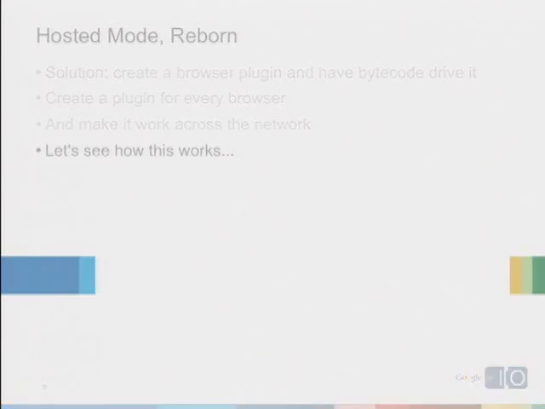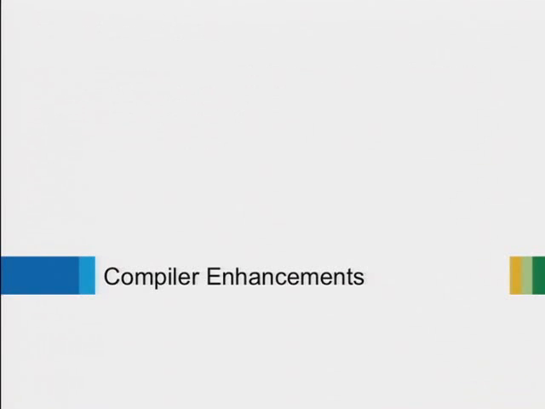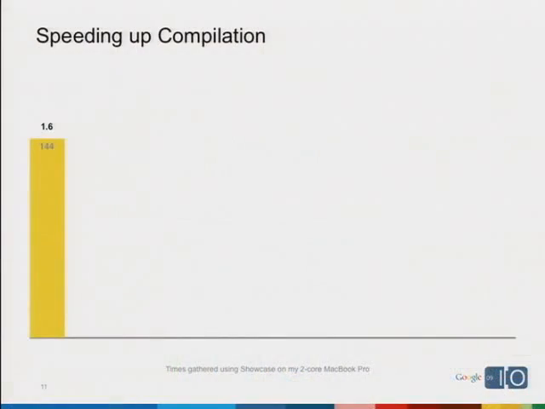Where were we? Okay, so now we talk a little bit more about the compiler. The best thing to do is not compile, if I haven't made that clear, okay? Caveats and so on. So these are times on my MacBook Pro, which is a 2-core computer. Compiling a showcase sample in version 1.6 of GWT took 144 seconds.